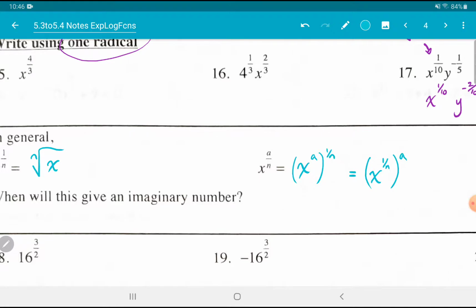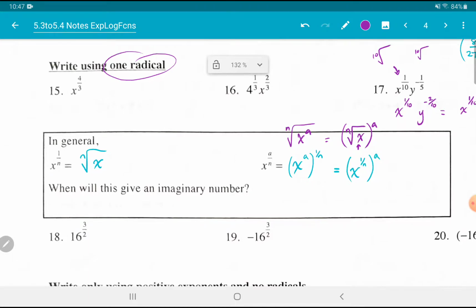Well, if that works, then what is that really the same as saying? Think of the first case as the nth root of x to the power of a. And this second case is the same thing as saying the nth root of x, all to the power of a. They both mean the same thing. So these are equivalent as well.